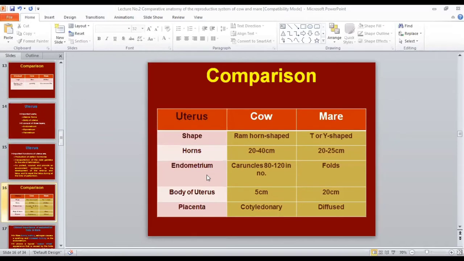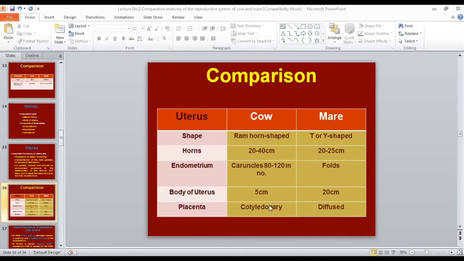Then the endometrium is very important in the cow. It comprises caruncles, 80 to 120 in number, arranged in dorsal and ventral rows. But in the mare, the endometrial folds are important. They have a very significant clinical importance in the mare, particularly when the mare is in estrus, which we will discuss in the coming slides. As for the body of the uterus, its length is almost 20 centimeters in the mare, but it is shorter in the cow. You can see over here that it is 5 centimeters, or ranges from 3 to 5 centimeters.